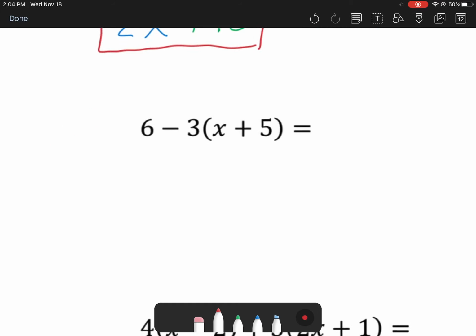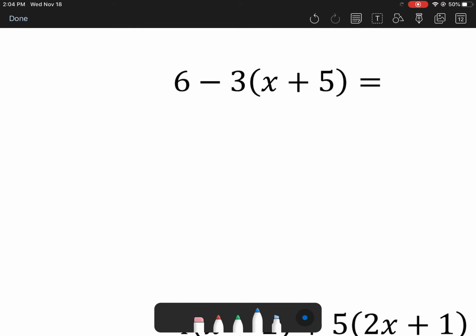I would like to do this one with you guys. 6 minus 3 times x plus 5. So my first step is LCO. So I see I have a minus 3 here. I'm going to change that to plus negative 3. No more minus signs. Now I can go through and distribute this negative 3 to everything inside the parentheses.